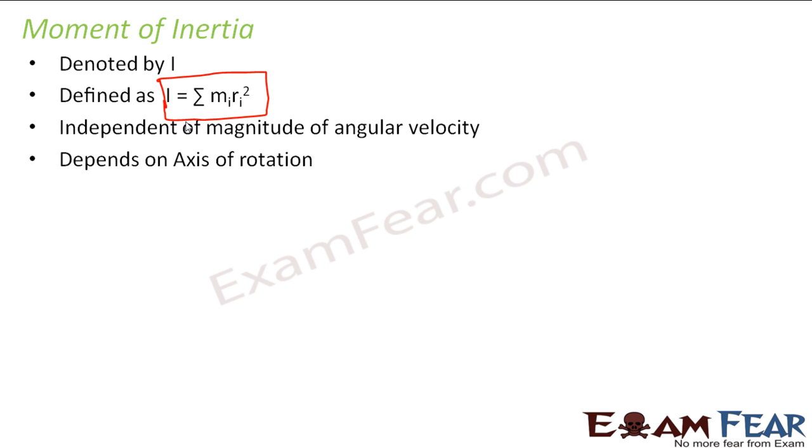It depends on the axis of rotation. Even though it does not depend upon angular velocity, it depends upon the axis of rotation. So as the axis of rotation keeps changing, the value of moment of inertia also keeps changing. How, we will see in the next few slides. In the next few slides, I will show you how the value of moment of inertia changes when we change our axis of rotation.